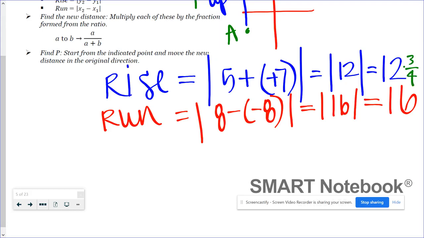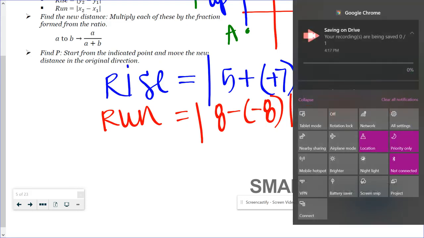Wow, I really don't have a lot of room over there, do I? I apologize for that.